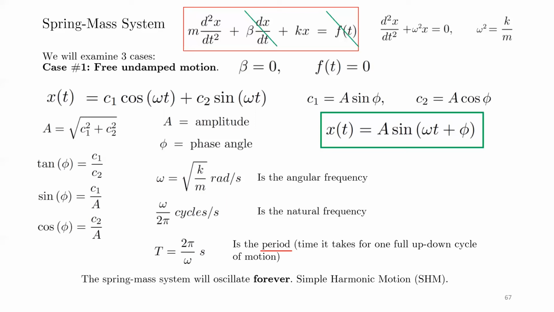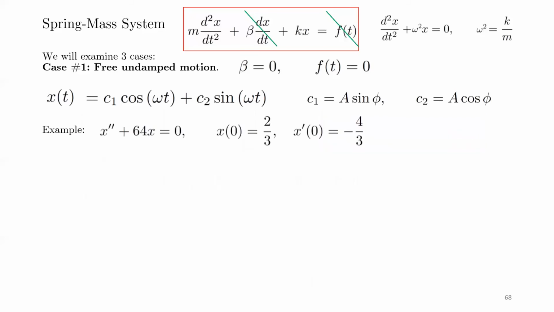The spring mass system will oscillate forever because we have no damping forces, so this is not a particularly realistic situation, but it's a good place to start when we're learning about the spring mass system. Okay, so I want to look at an example before we move on to case 2.